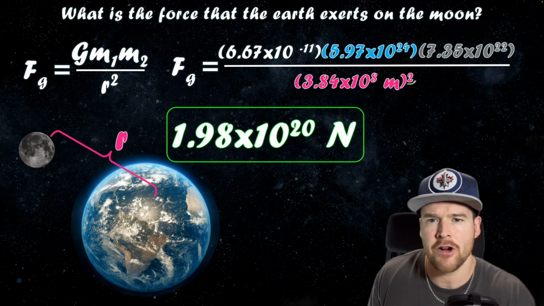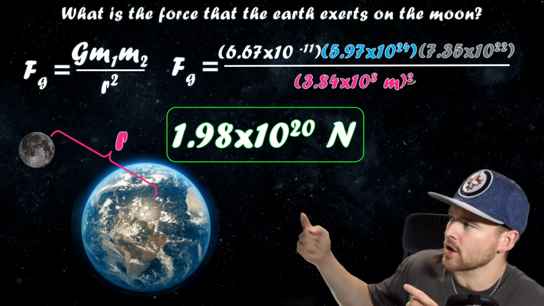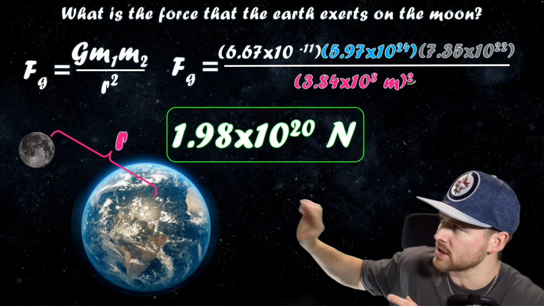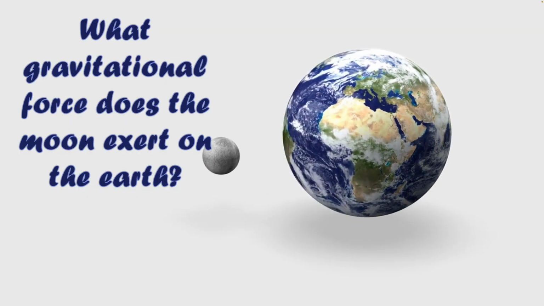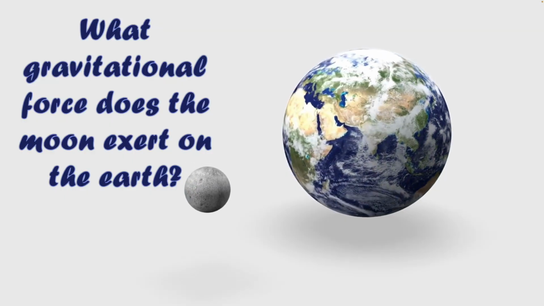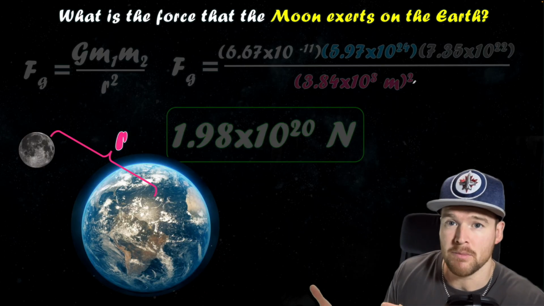Now, before we leave this scenario, let's try flipping it. That's the force that the Earth's going to pull on the moon with. But what about the force that the moon pulls the Earth with? Let's take a look at that. What gravitational force does the moon exert on the Earth? Okay, so just change it to moon pulling on Earth.